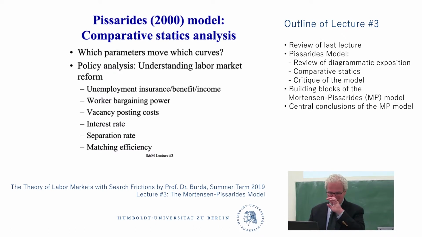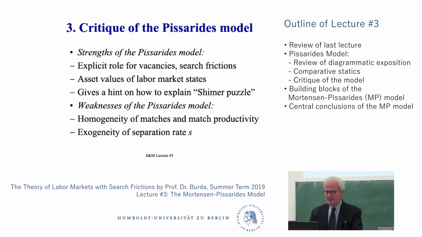exercise. I've already told you what the strengths of the Pissarides model are. Okay, we have an explicit role for vacancies, not evident in the Marshall framework. We have explicit frictions. We're not necessarily saying that we have directed search or complicated search. We'll talk about that later. We also have this interesting insight of asset valuations. Okay, so we can explain why workers are unhappy when they lose their jobs.